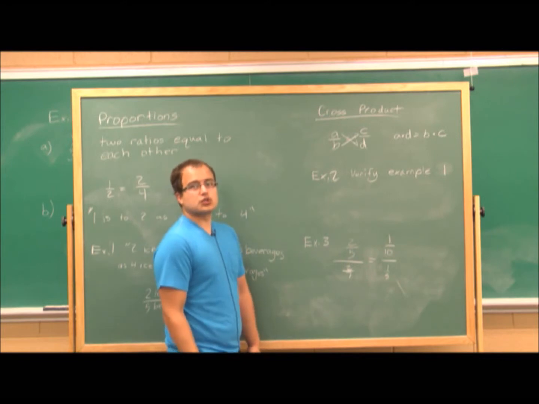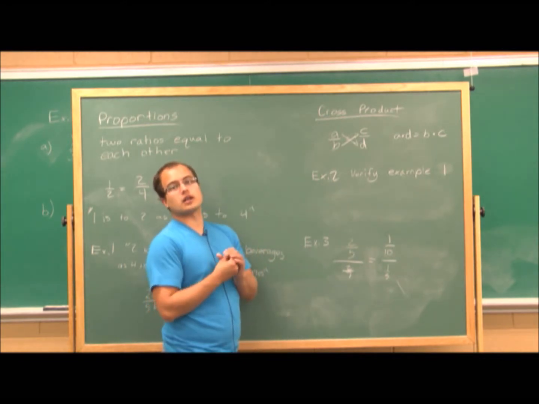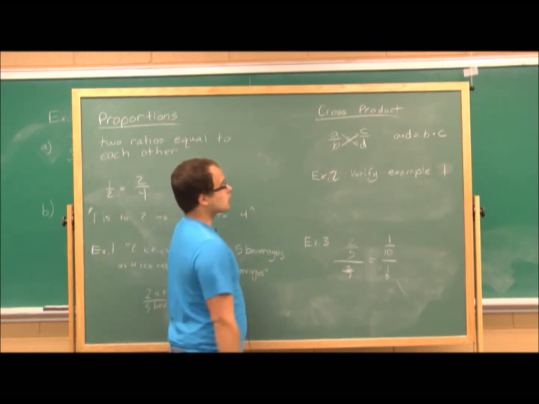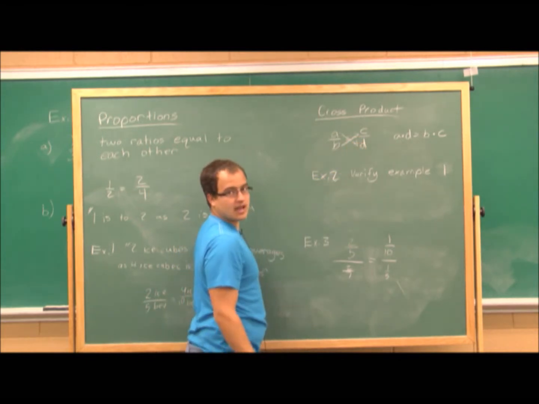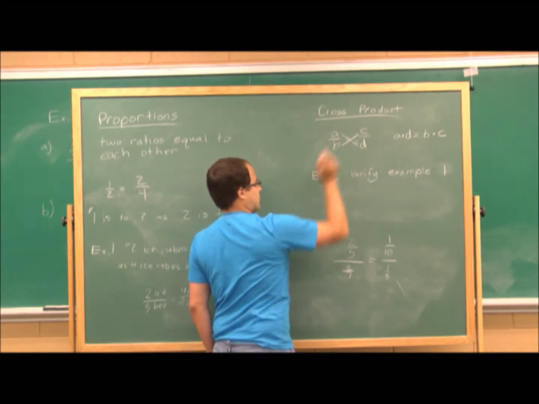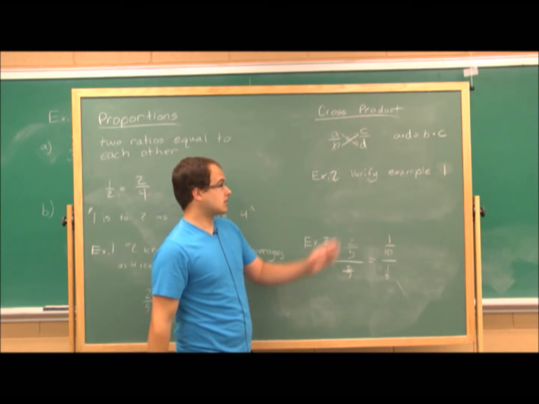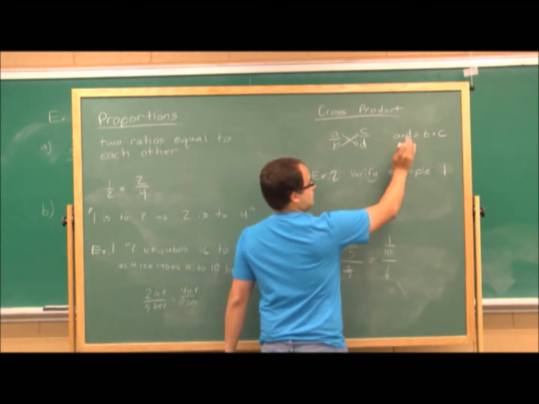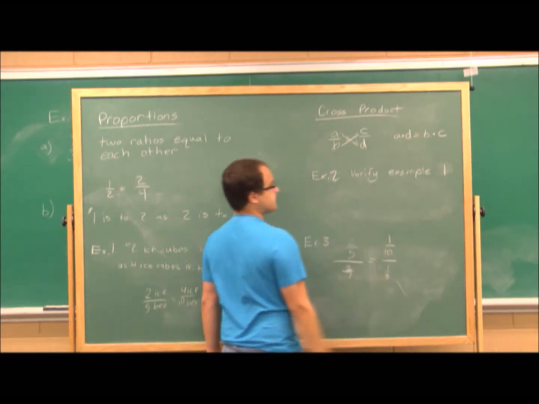Now, something that's true about all proportions is something called a cross product. So you can use a cross product to verify them. A cross product is where you take the numerator of the first and multiply it by the denominator of the second, and that equals the denominator of the first times the numerator of the second. That's why it's called the cross product, because you multiply across. When you set it up, it would be A times D equals B times C.